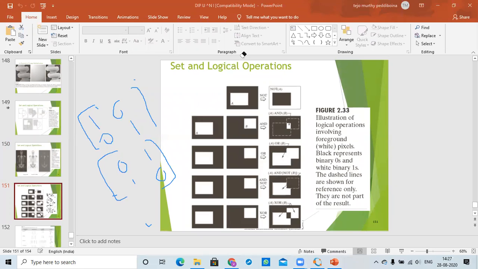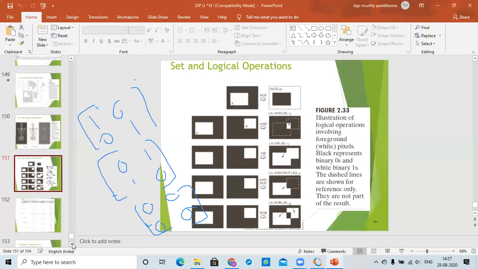For example, let us take the same example. The AND operation: take two images, 1 and 0, what is the AND of this? 0. Element by element we have to do the AND operation. 0 and 1 will be 0, and 0 and 1 is 0, and 1 and 0 is 0. Like this, element by element we have to do the AND operation or OR operation, etc. Right?